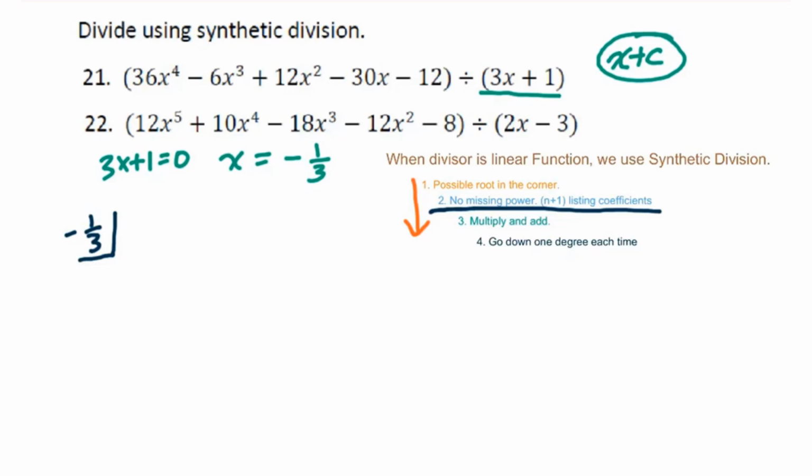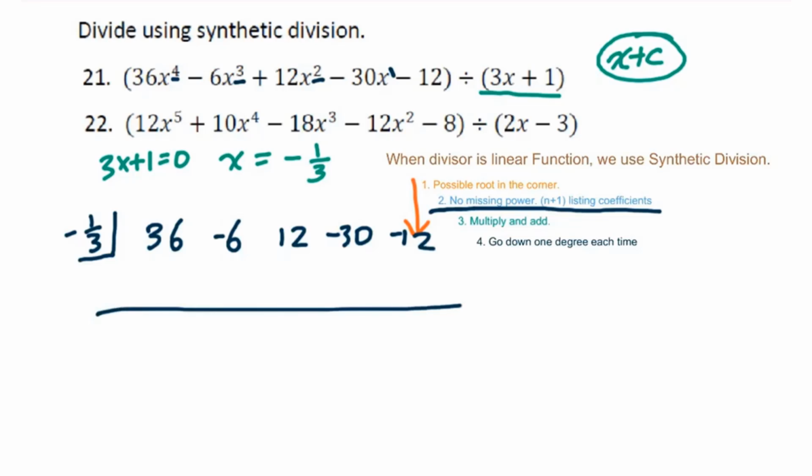-1/3 is the possible root. Then check whether we have missing power or not. We have x⁴, 3, 2, 1, constant. This is good. So we got 36, -6, 12, -30, -12. So drop down.